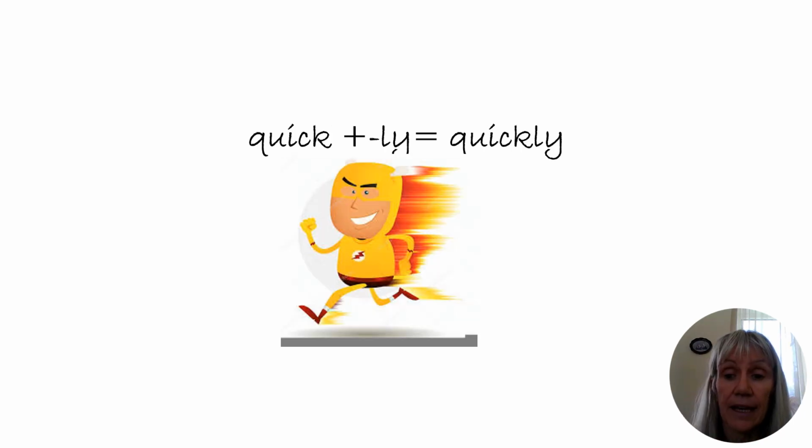Now let's look at the adverb quickly, meaning this is something that describes a verb, describes an action. Quick, Q-U-I-C-K, plus ly, which is our suffix, becomes quickly. He ran quickly across the field. Quickly. No change in spelling other than the adding of the suffix.